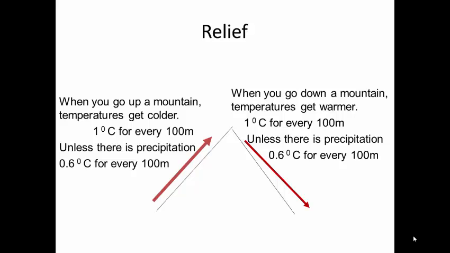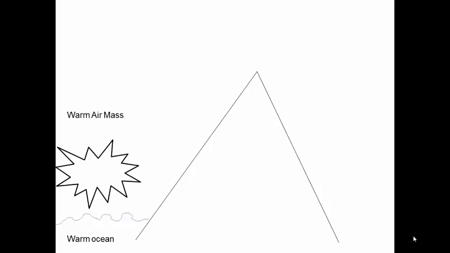Now let's take a look at how these two factors combine to affect climate. First, take a look at this diagram. Again, imagine it to be a mountain. And in the bottom left-hand corner, just for fun, we're going to add an ocean. Imagine a warm air mass floating above this warm ocean.